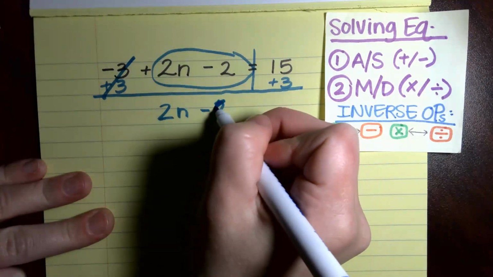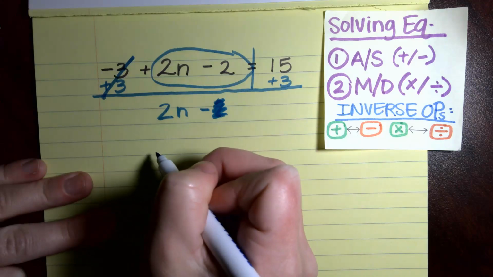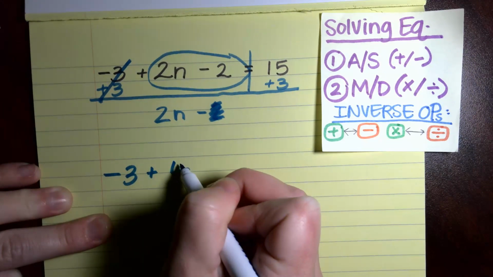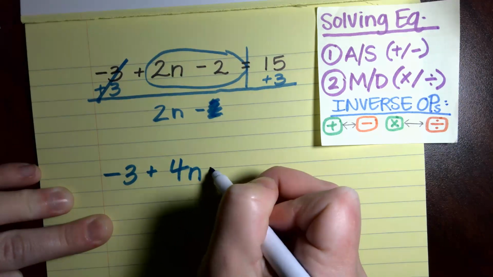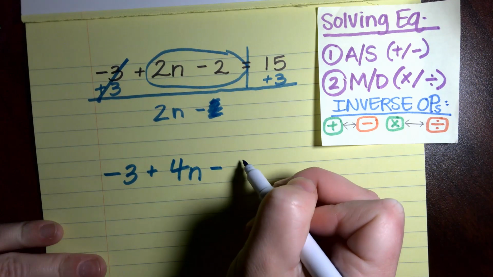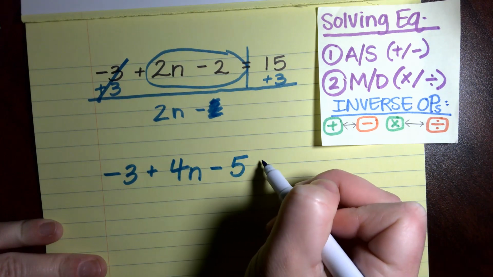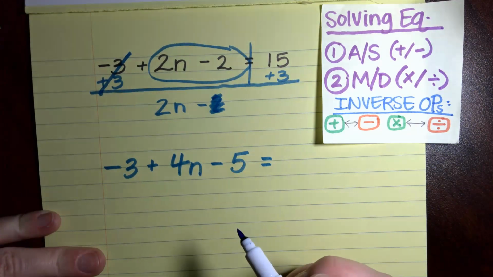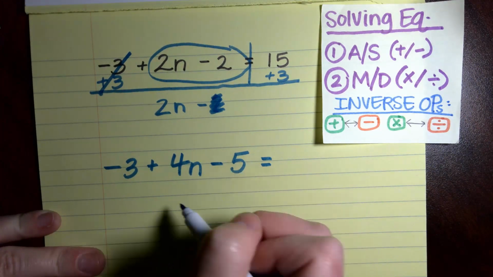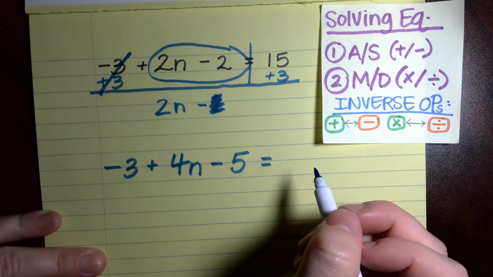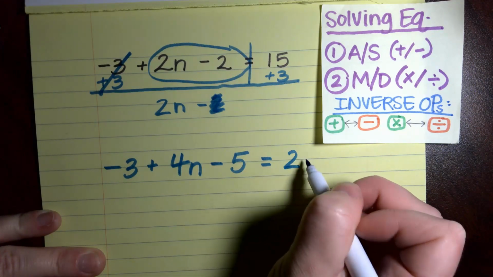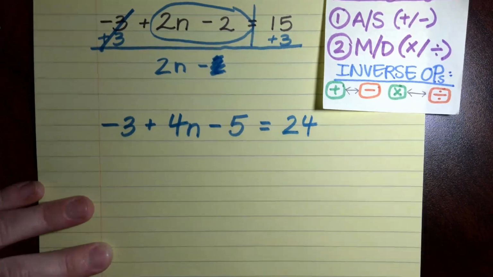How about this? Let's do negative 3 plus 4n minus 5 equals, let me think about something that's going to work. 86. This might work. I don't know. We'll try that.